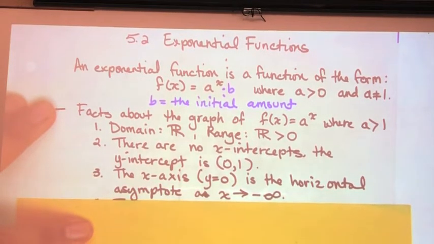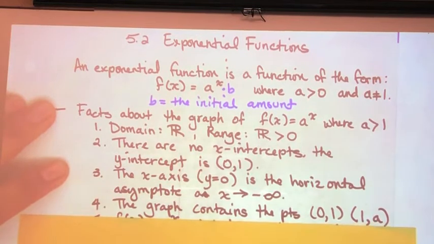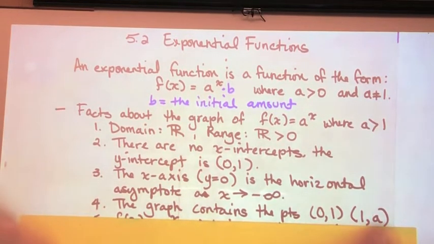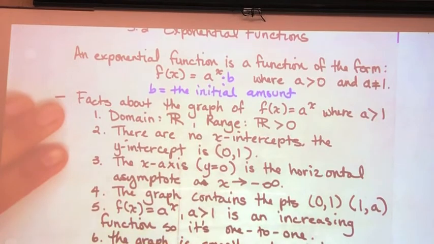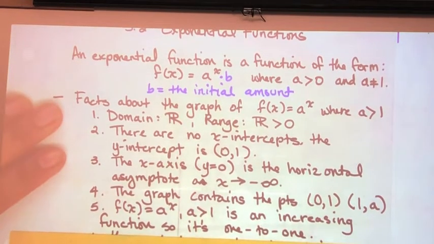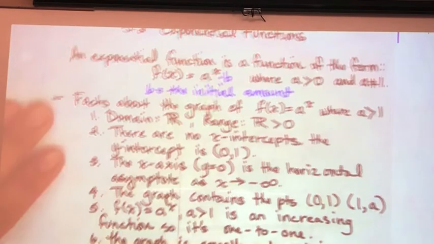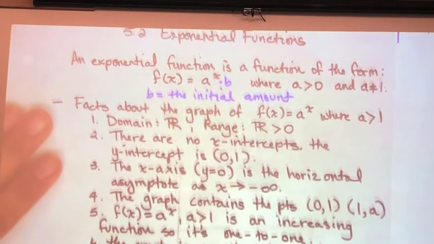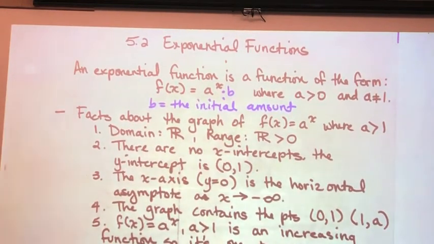And that is the horizontal asymptote as x approaches negative infinity. Don't worry about this part, but just know that it's a horizontal asymptote. The graph contains the points (0, 1) and (1, a). So whatever the base is, for example, if it's 2 to the x power, it's going to be (1, 2). It is an increasing function, so it is one-to-one. And the graph is smooth and continuous. Okay. So go ahead and take a moment to copy that down. And then we're going to take a look at the graph.